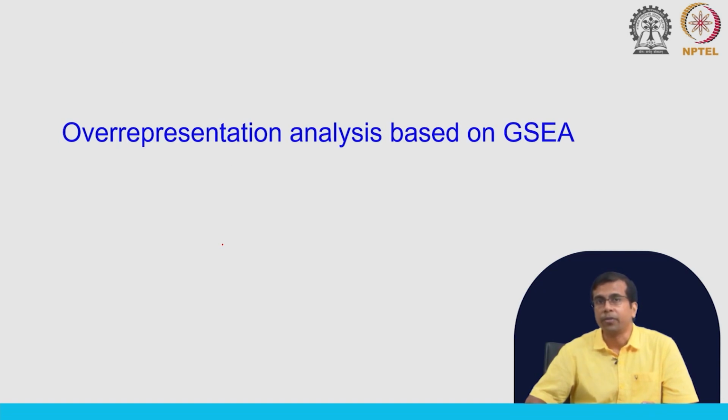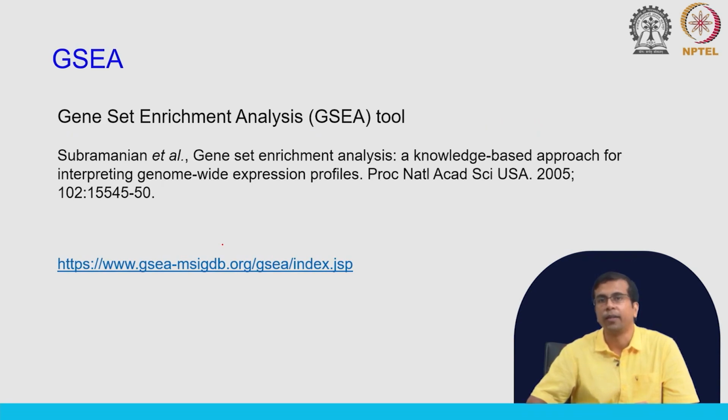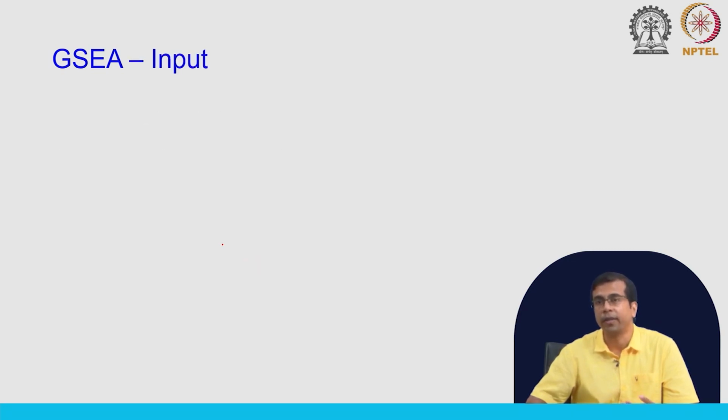Now, the other approach is the overrepresentation analysis based on GSEA. The tool is gene set enrichment analysis tool. It is a hugely popular tool, and here is the reference and the link for looking at the tool, and there is a very nice detailed discussion or explanation of the tool. For GSEA, we will go into how it differs from the earlier methods, the hypergeometric test or the binomial test.